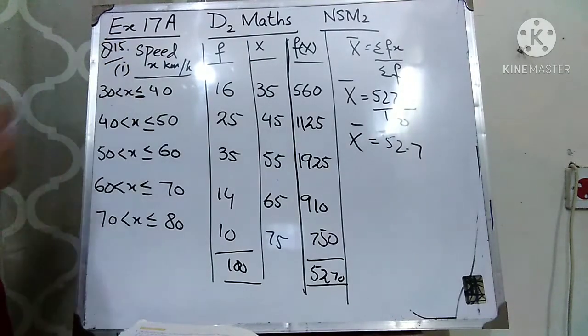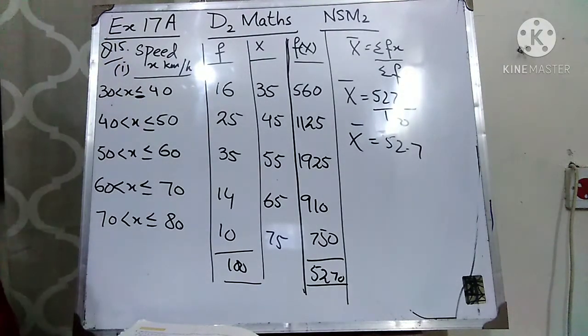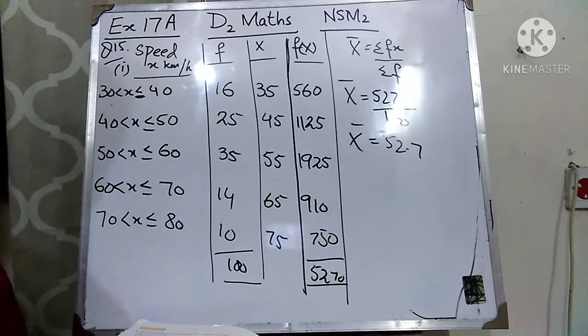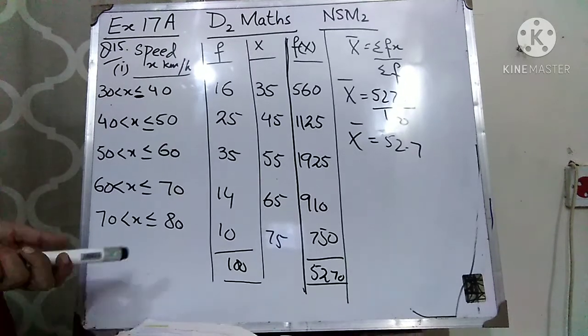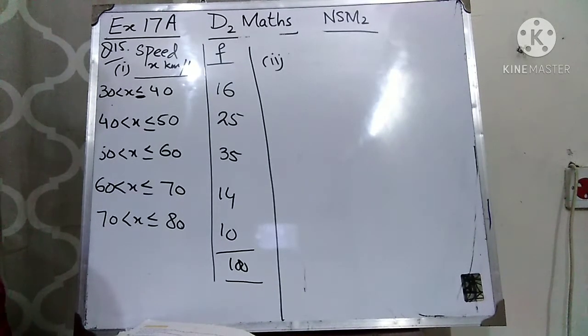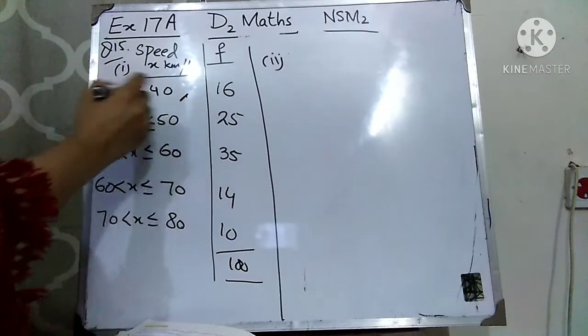This was the first part, and I hope that it is clear to you. Okay, now let's come to the second part, in which you have to find the ratio of the number of vehicles which travel at a speed of not more than 40 km per hour to the number of vehicles which travel at a speed of more than 60 km. As we are finding the mean of the speed, and the unit of speed is kilometer per hour, with the answer you will write down kilometer per hour.